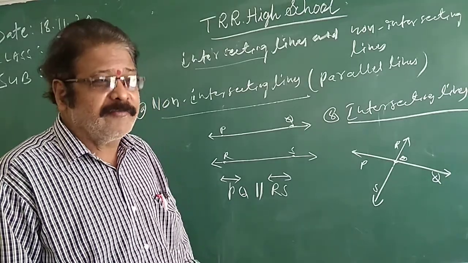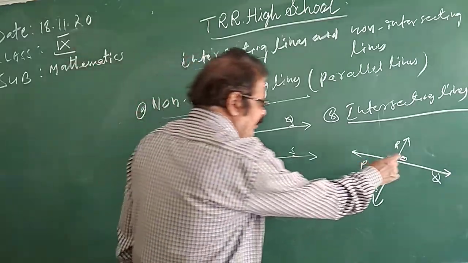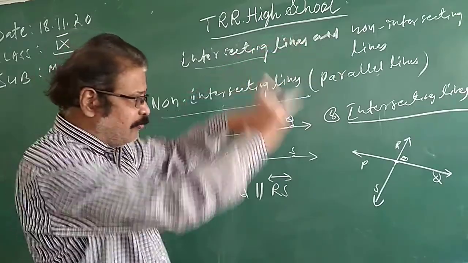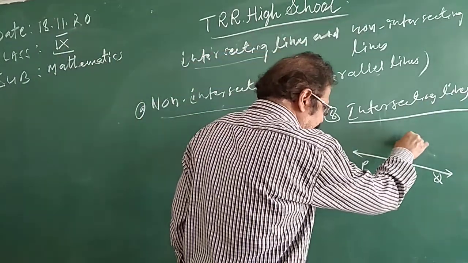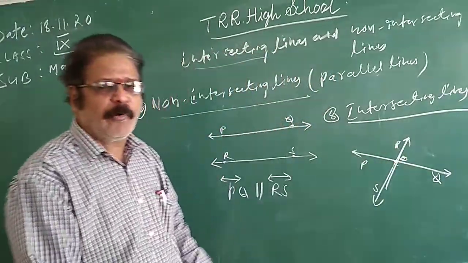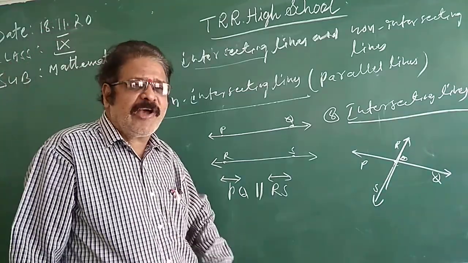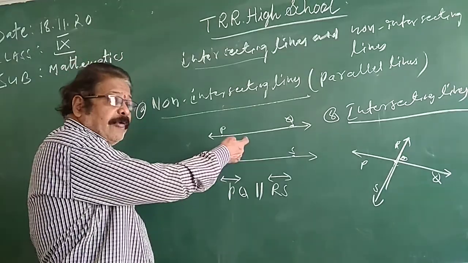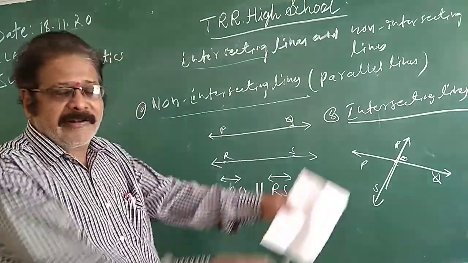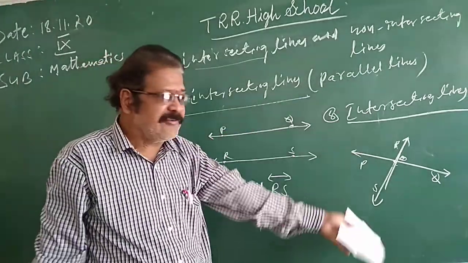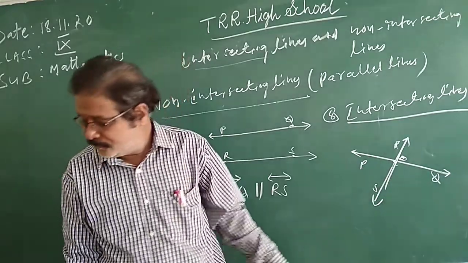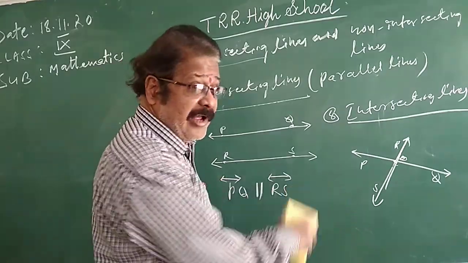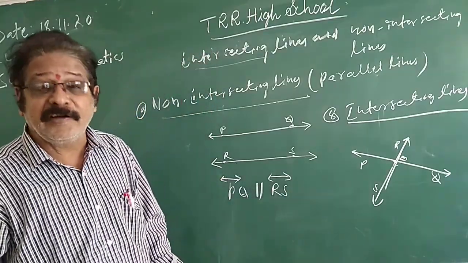Intersecting lines means the two lines have a common point. They are meeting at some point. So the lines which have a common point are called intersecting lines. The lines which do not have a common point are called parallel lines. Parallel lines never meet. Intersecting lines only meet at a point. So these are the intersecting and non-intersecting lines. I hope you clearly understood, children.